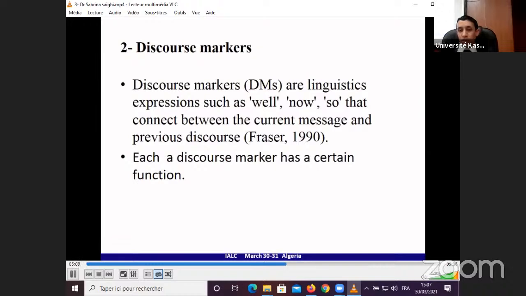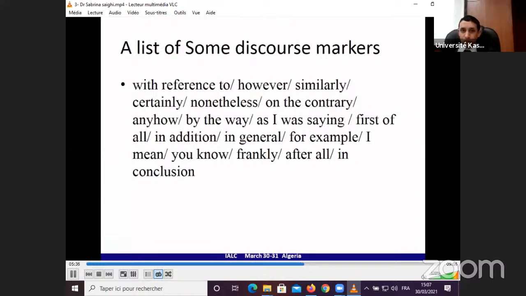First of all, they can introduce or clarify a topic and show divisions and changes of the topic. Second, they show the kind of ongoing communication. Third, they can show both the writer's action of writing and the reader's expectation. Here is a list of some discourse markers: with reference to, however, similarly, certainly, on the contrary, anyhow, by the way, as I was saying, first of all, in addition, in general, for example, I mean, you know, frankly, after all, in conclusion, and so many others.